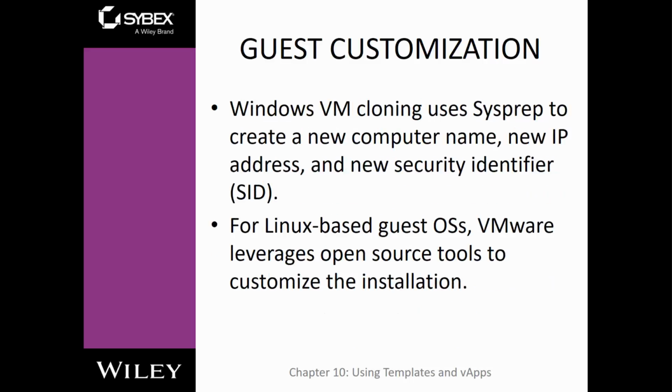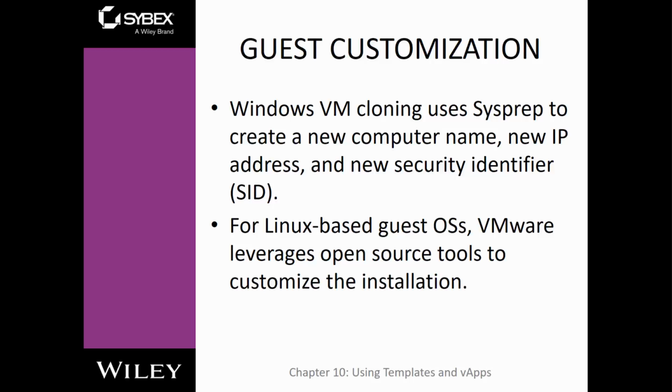Windows VM cloning uses sysprep. That sysprep will help create a new name and a new IP and new security identifiers. For the Linux-based OSs, VMware leverages an open source tool for the custom installation. Because again, in Windows, the computer name really is not as important as the security identifier that it is masking, but every computer having a unique SID is extremely important.